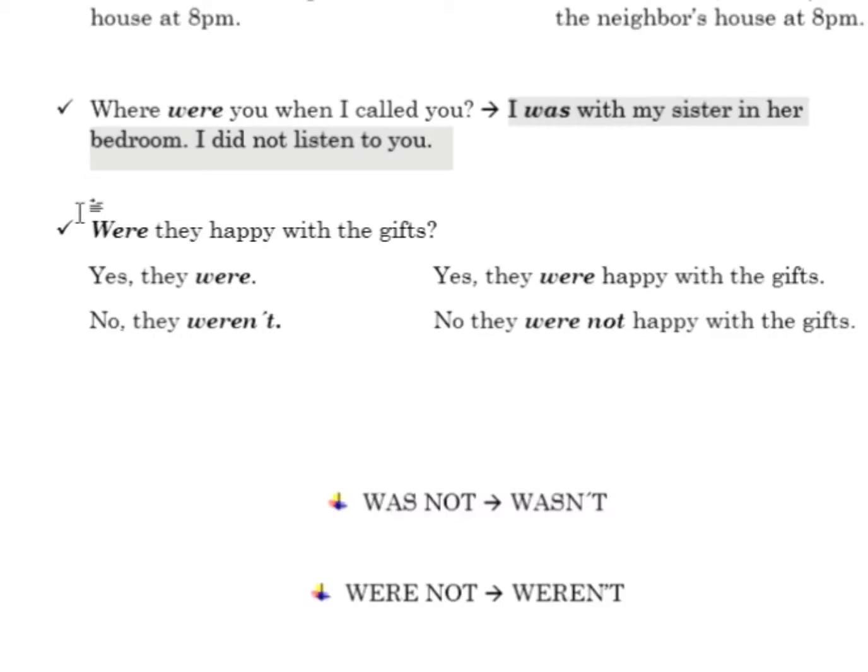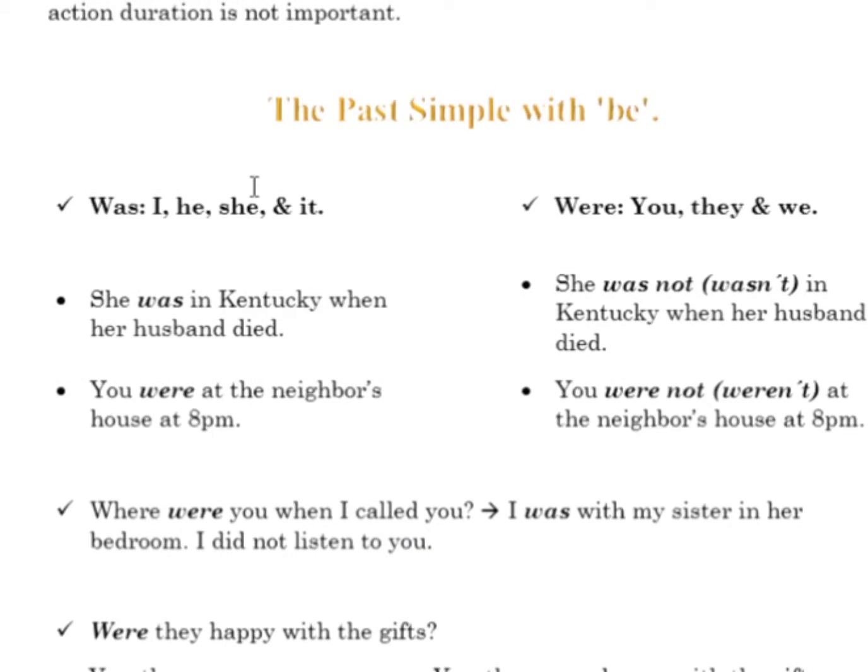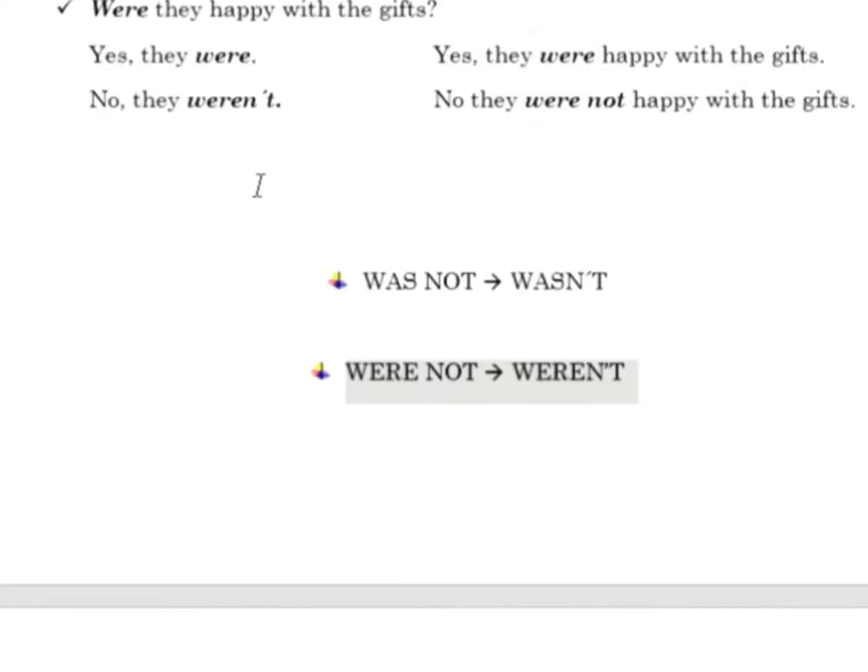We can also make yes and no questions, like, were they happy with the gifts? So we can answer yes they were, or no they weren't. Also the long answers, like yes they were happy with the gifts, or no they were not happy with the gifts. So remember, the contraction for was not is wasn't, and the contraction for were not is weren't. So this is the verb to be in past.